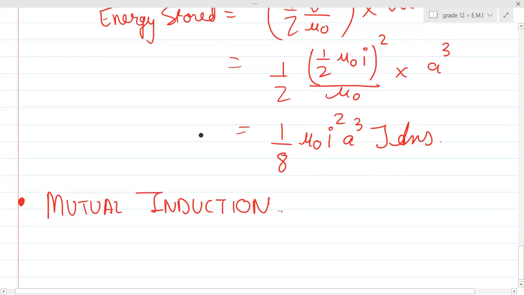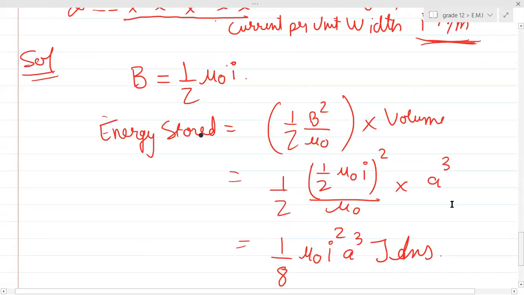Sir, I have a doubt. Sir, half Li square is also magnetic field energy, right? Yes, it is. And half mu naught n square I square a by L is also magnetic field energy. Like that formula that we use now. The energy density into volume.